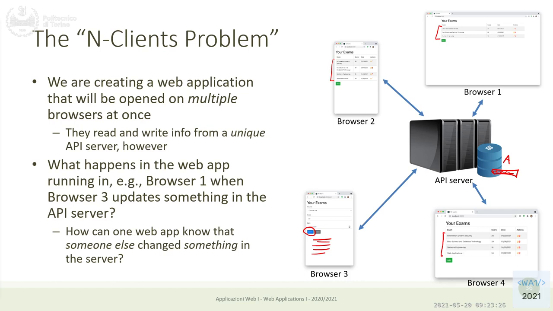Okay. Because the web is a client server architecture, unless the client asks for new data, the server doesn't care. The server has no way even to tell the browser that, okay, the data that you have is old, you should get a new copy. Okay, so how can I know that somebody else changed some data in the server? Basically, how can I know it? I can't, using the protocols that we know.